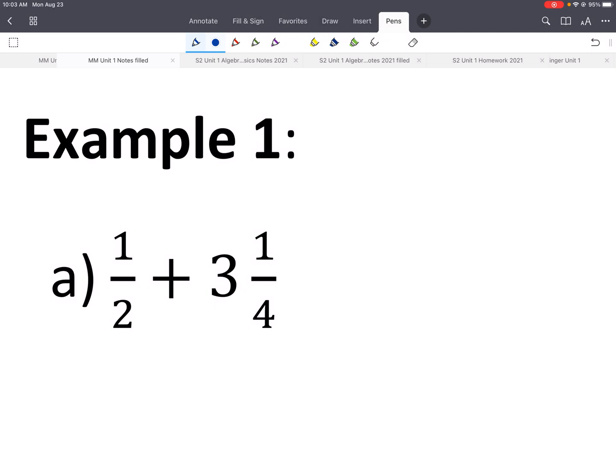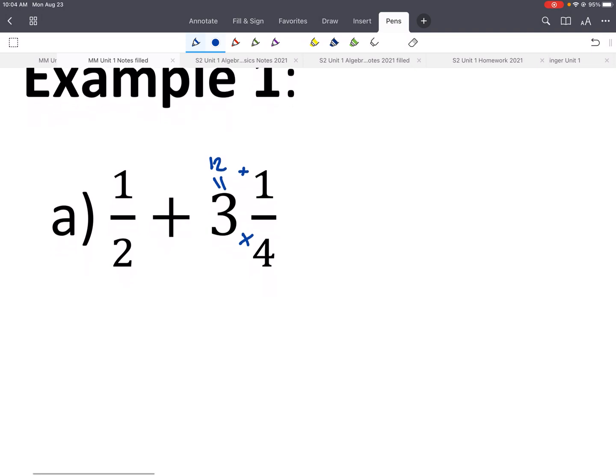Basically, what we're going to do is multiply that whole number by that denominator. Okay, so 3 times 4, and that gives you 12. So basically 3 is the same as 12/4. And then what we're going to do is add the 12 with the numerator to give us 13. So 13/4. So how does that actually happen?